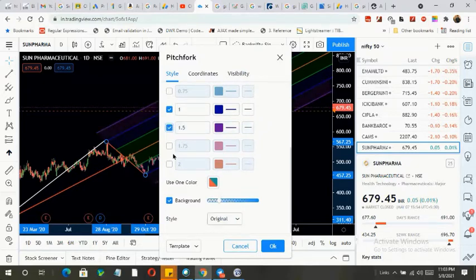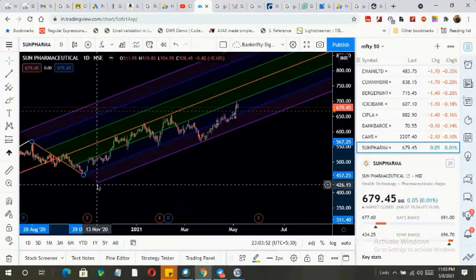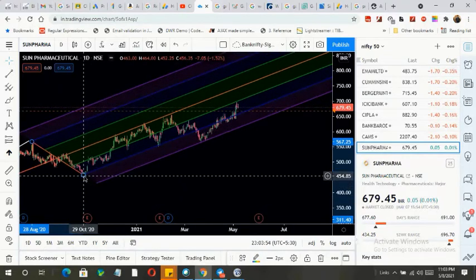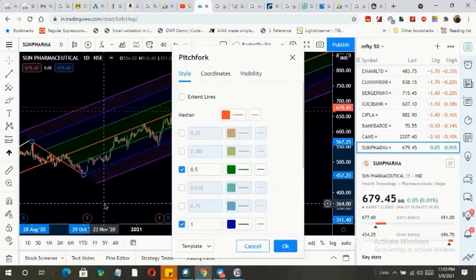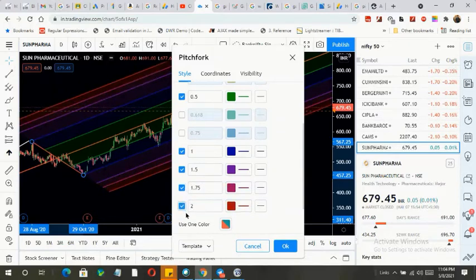You see that another line you are able to draw. So what you did exactly: click this one, go to the setting, and you have to draw another line at 1.5. You can draw the 1.75 as well and 2 as well. Okay, so you can draw anything.